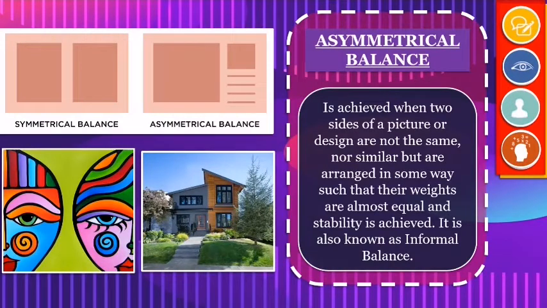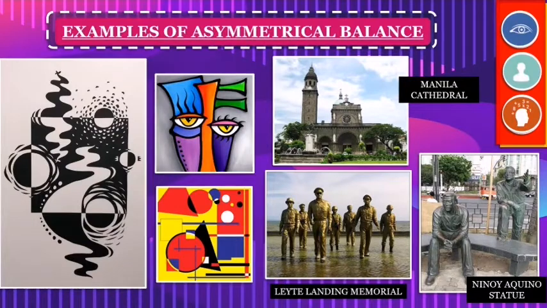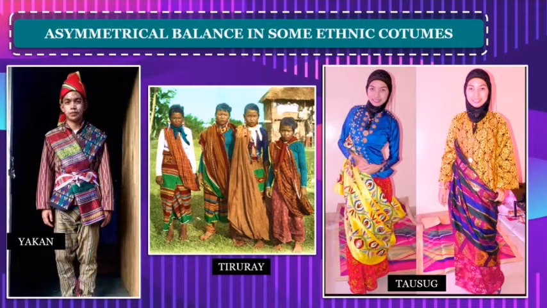On the other hand, asymmetrical balance is achieved when two sides of a picture or design are not the same, nor similar, but are arranged in some way such that their weights are almost equal and stability is achieved. It is also known as informal balance. Here are some examples of asymmetrical balance. Asymmetrical balance is also seen in some of the ethnic costumes.